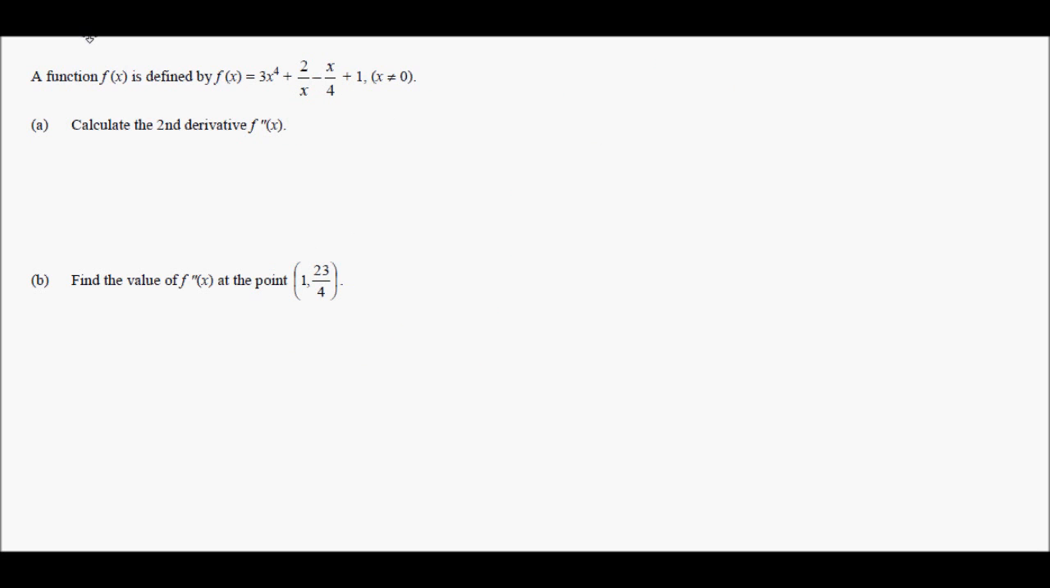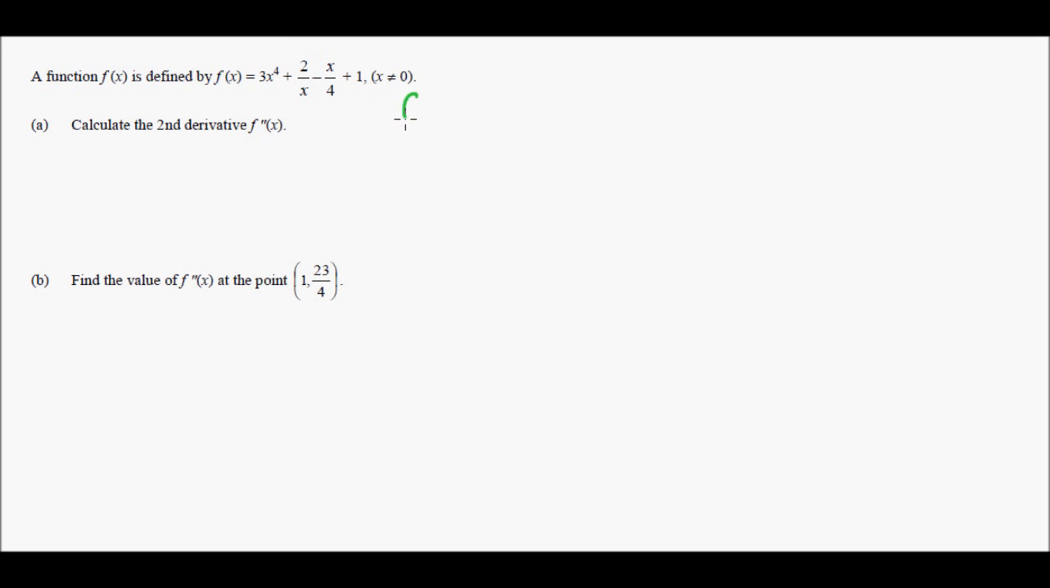Okay, so for this problem, it's a little bit different, but same concept, I guess. It says a function f of x is defined as f(x) equals 3x to the 4th plus 2 over x minus x over 4 plus 1, where x isn't equal to 0. Okay, no problem. Calculate the second derivative. Okay, the second derivative, you don't really need to know what it is. It would basically represent the acceleration, I'm not even going to go into it. Basically, what you do is you take the derivative twice.